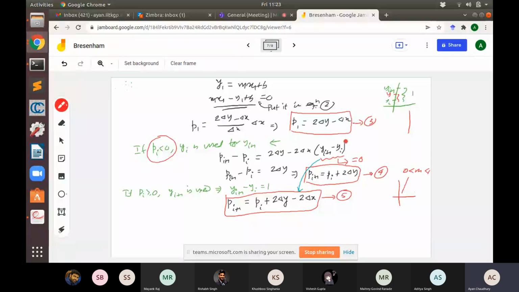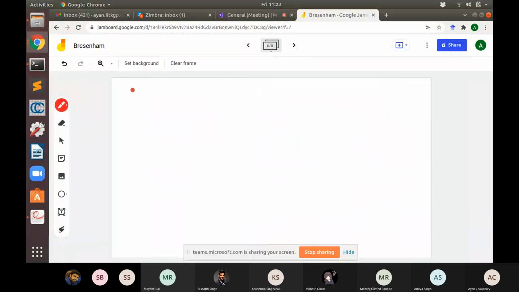Okay, so if we try to write the algorithm for this, what will be the step-by-step procedure? How will it look? First of all, we assume that we are trying to draw a line between 2 points, x1 y1 and x2 y2. So what will be the first step? Which plot should we do? Can you tell the very first step?